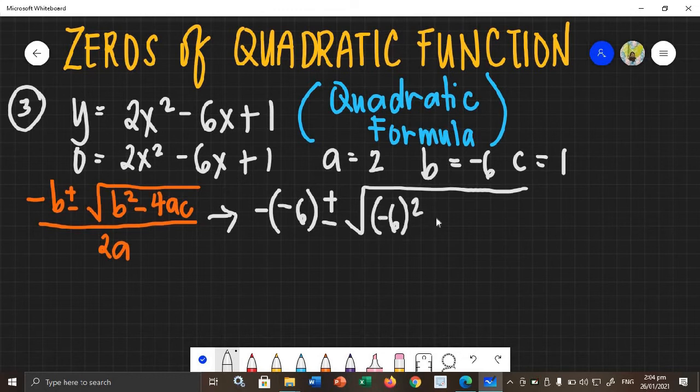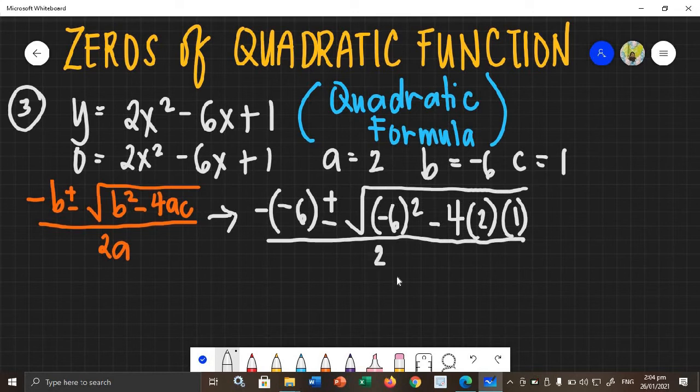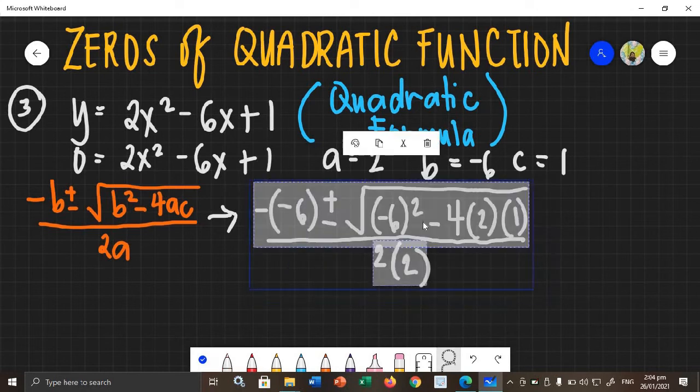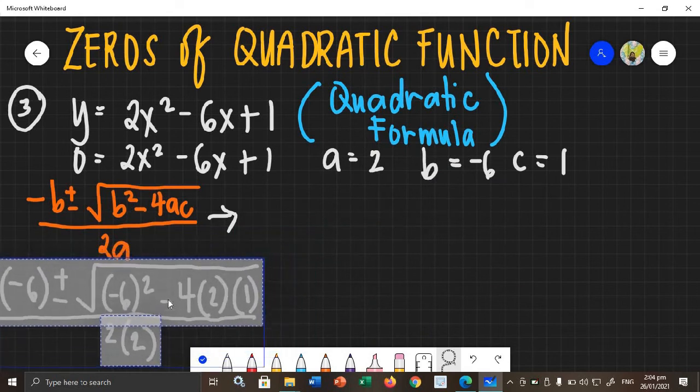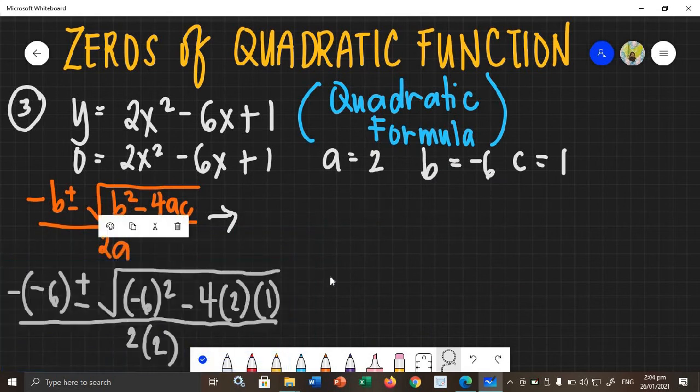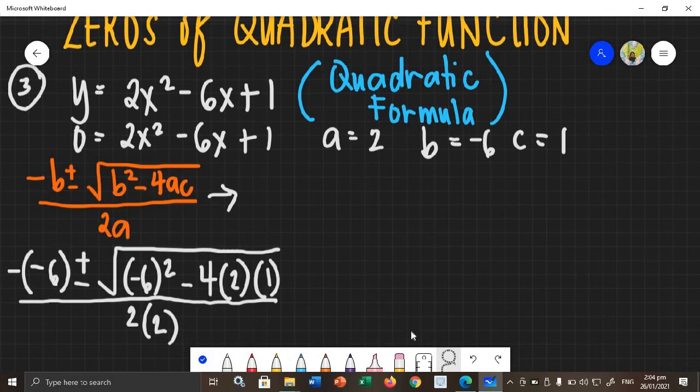So, negative 6 squared minus 4. A natin is 2. C natin is 1. Okay? All over 2. Yung A natin is equal to 2. So, yan. Right after this, move ko lang siya. So, yan. Right after natin siya sinubstitute.